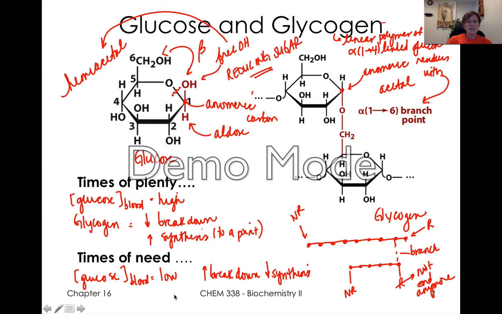But in times of need, if your blood glucose levels drop, then we need to increase the breakdown of glycogen to mobilize glucose to remedy that low blood sugar level. And not surprisingly, then we're down-regulating these synthesis processes. So a lot of information there, lots that's written there, but this is going to become part of what we work through in our activity tomorrow during class.